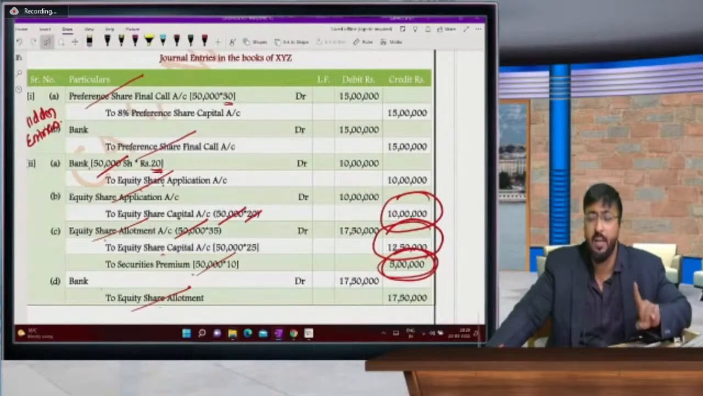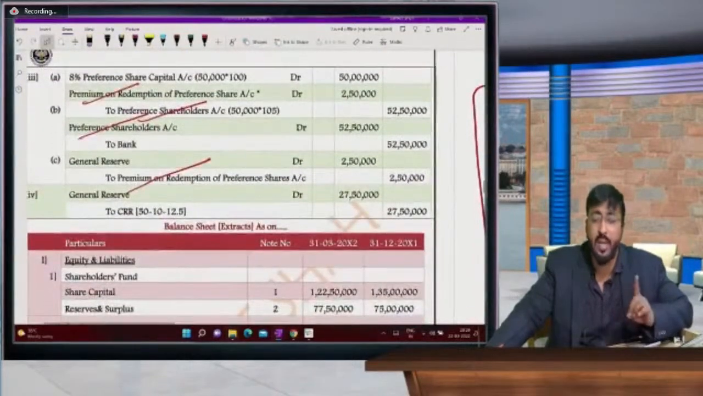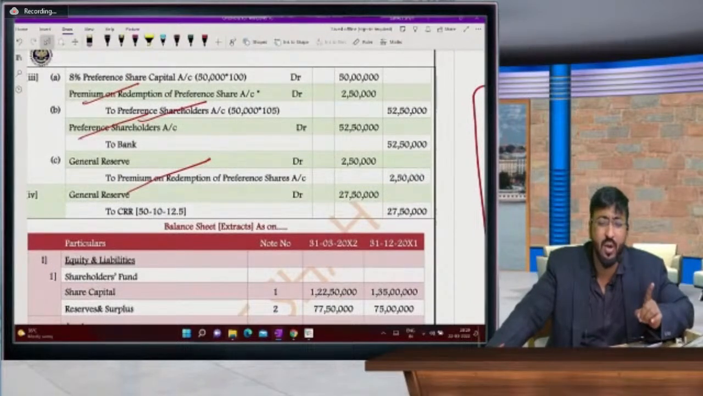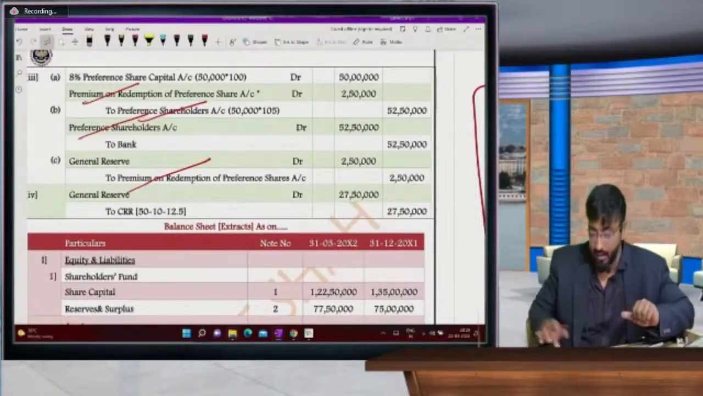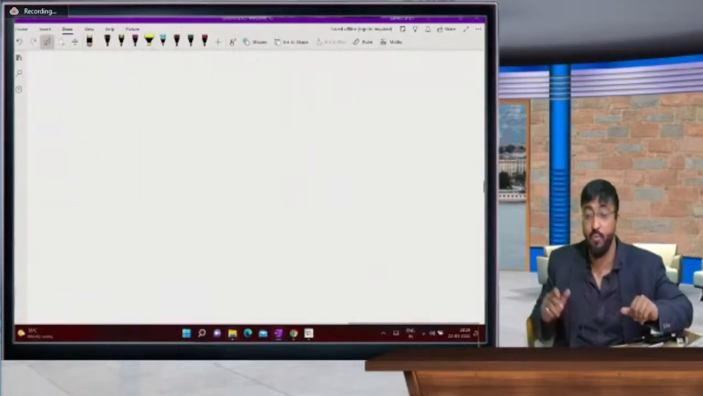Over. Then preference share capital account debit, premium on redemption account debit to preference shareholder. Then preference shareholder to bank, and premium is cancelled with general reserve account debit to premium on redemption. Over. And general reserve account debit to CRR. But you can write these entries for revision purpose.